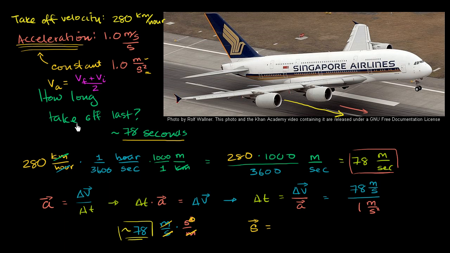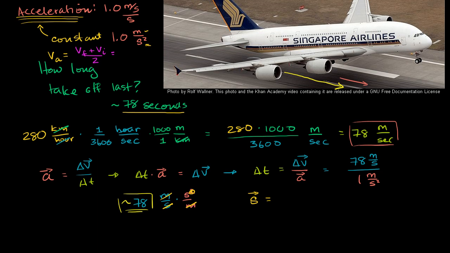And so in this situation, what is our average velocity? Well, let's do it in meters per second. Our average velocity in this example is going to be our final velocity, which is 78 meters per second, plus our initial velocity. Well, what's our initial velocity? We're assuming we're starting at a standstill, so plus 0, all of that over 2. So 78 divided by 2 is 39 meters per second.